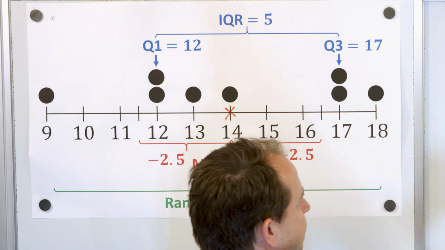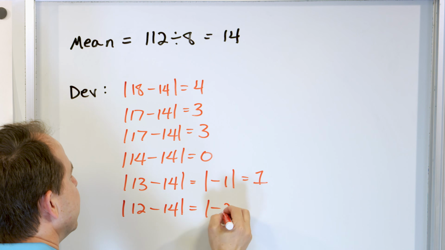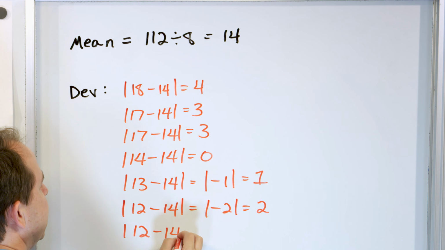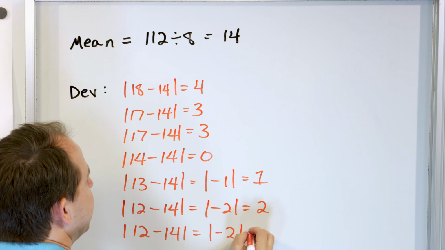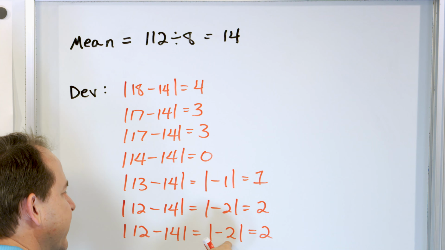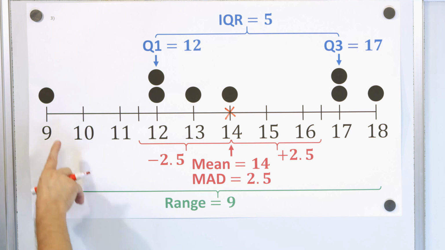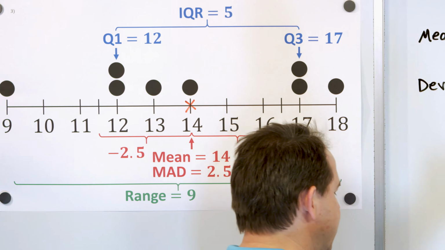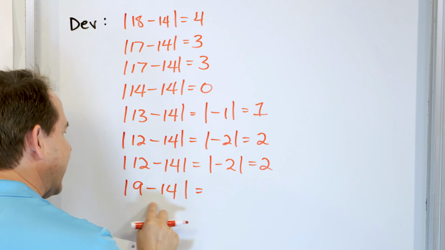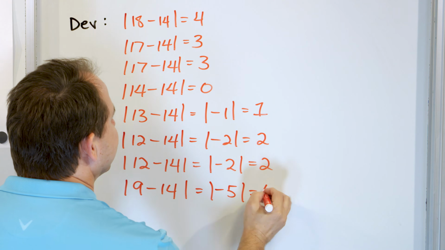12 minus 14, we have 2 of those. 12 minus 14, you're going to get negative 2 when you do the same thing, which gives you a positive 2 deviation. You have another point, and you're going to get negative 2, which means you have 2. So again, you're 2 units down below 14, so you get a difference of negative 2, and then the absolute value is positive 2. And then finally, you have 9 minus 14. You get negative 5 here, because it's 5 units down below. And when you take the absolute value, it's 5.